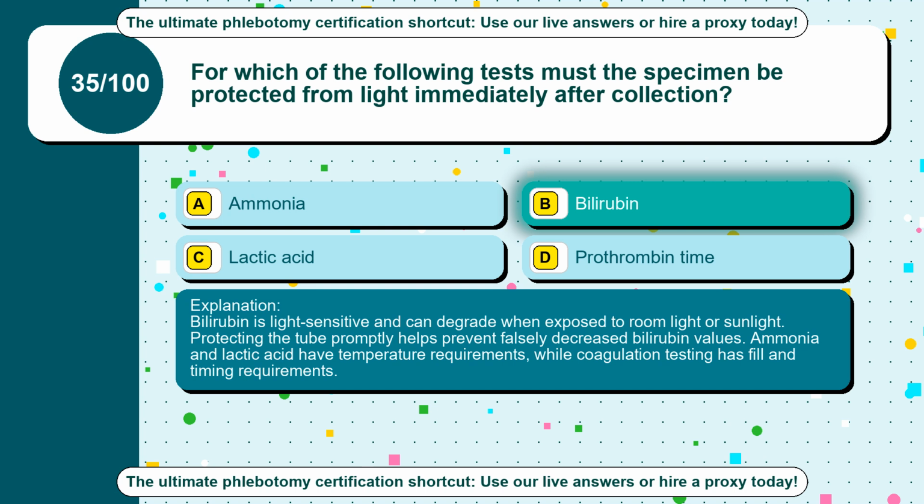Bilirubin is light sensitive and can degrade when exposed to room light or sunlight. Protecting the tube promptly helps prevent falsely decreased bilirubin values. Ammonia and lactic acid have temperature requirements, while coagulation testing has fill and timing requirements.